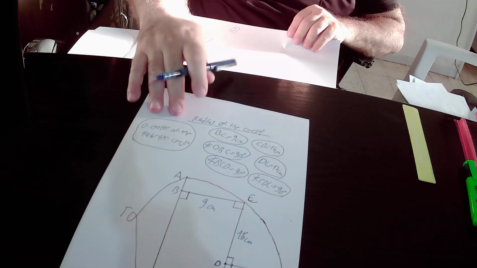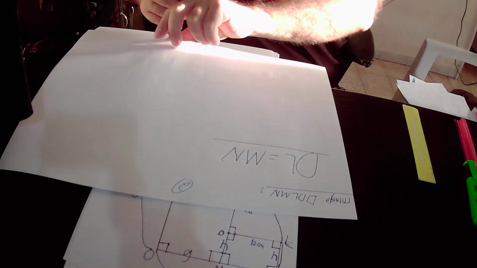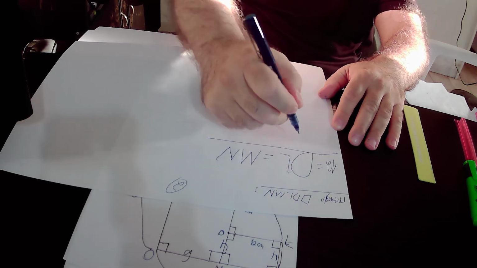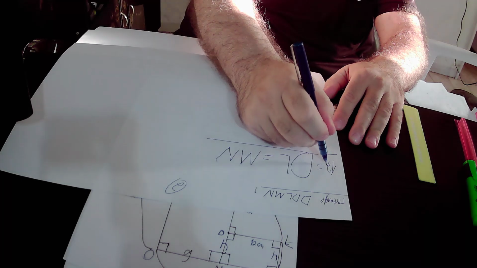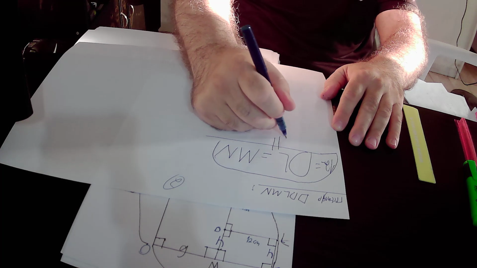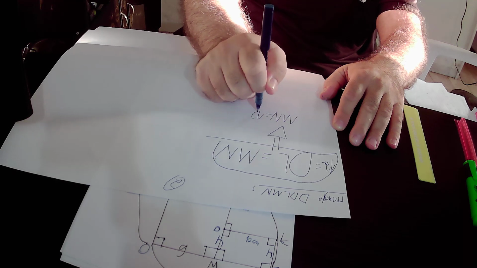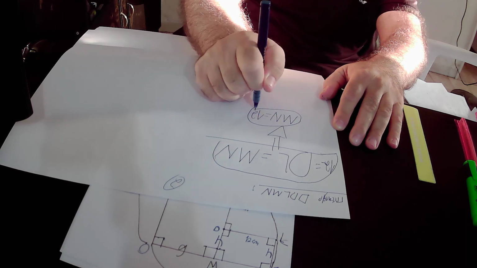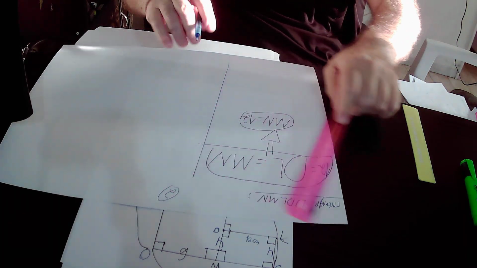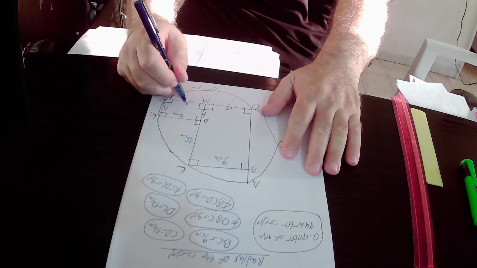But according to what is given in the question, side DL equals 12 units. So we can write here that DL equals 12 units. And from this equation, 12 equals DL equals MN, we will derive that side MN is also equal to 12 units.